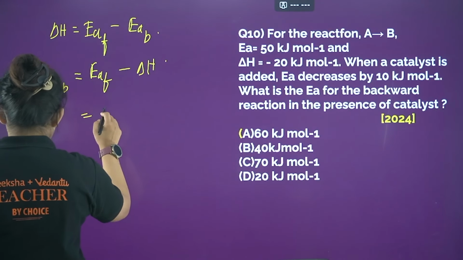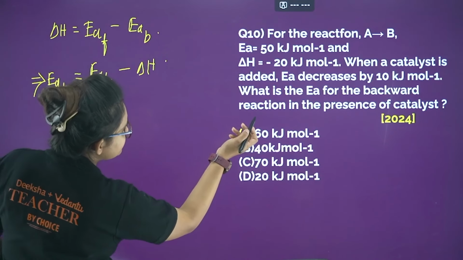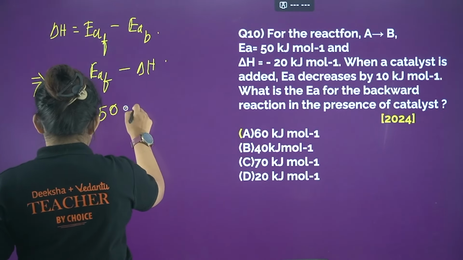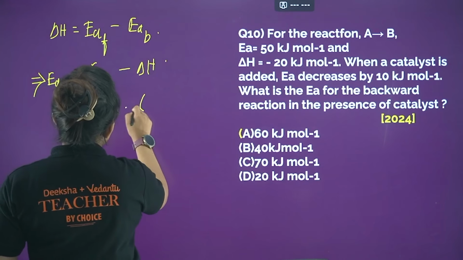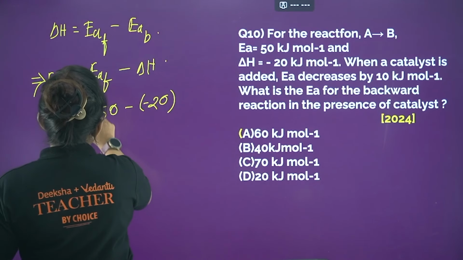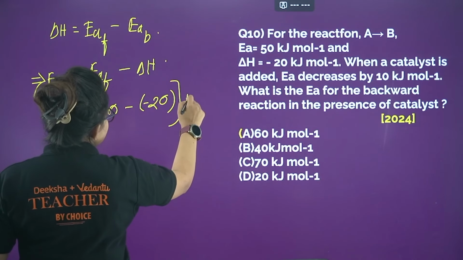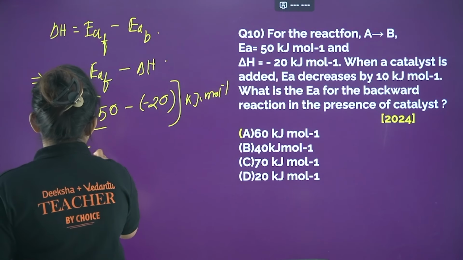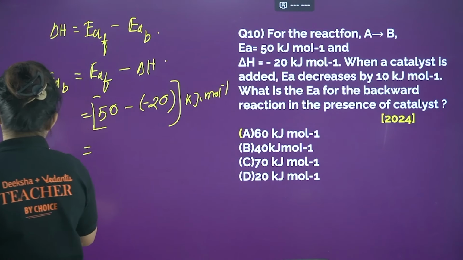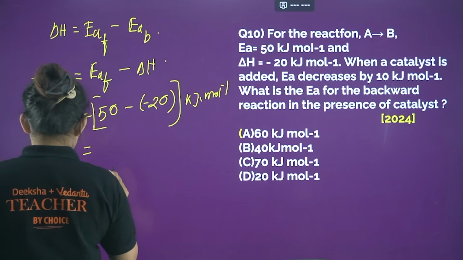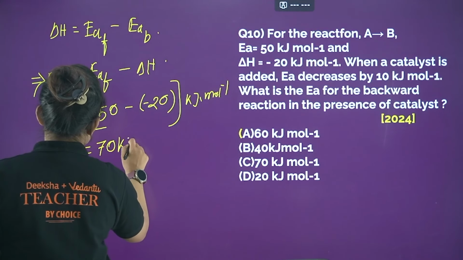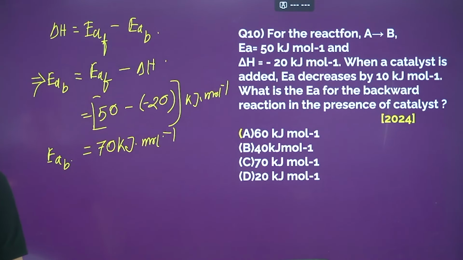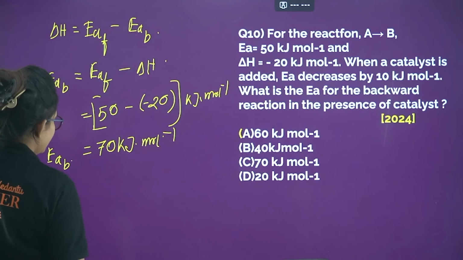So put the value here, 50 kilojoule per mole, that is given over here, minus, there also again one minus 20. Outside the unit is kilojoule per mole. So if you simply calculate this, your EaB should be 70 kilojoule per mole.